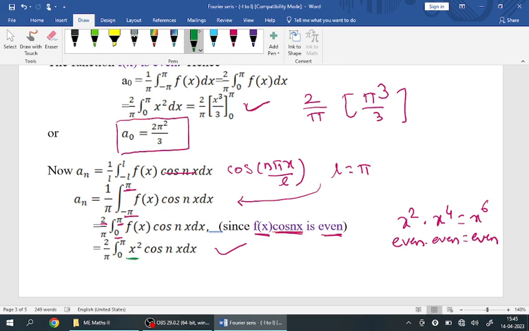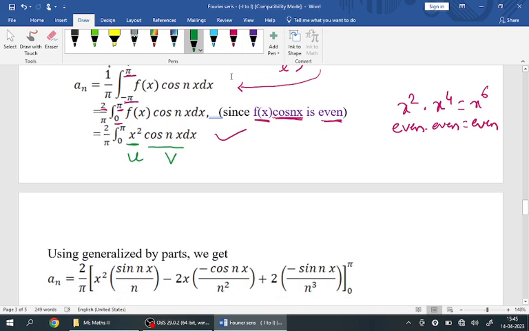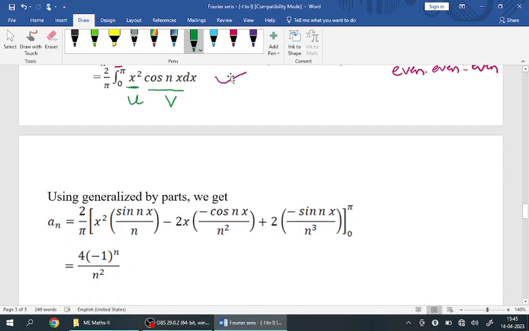This one is our u, x square is u, cos nx is v, and we'll apply the generalized integration by parts. So to get the generalized by parts, I will write the terms here. U is x square. So u dash is 2x, u double dash is 2, u triple dash is 0. Now what is v? V is cos nx.